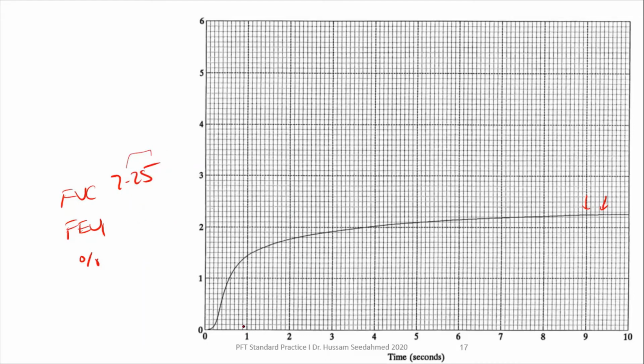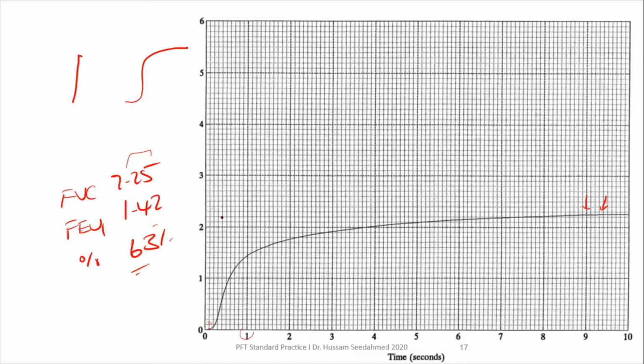FEV1, so this is the first second. Here of course I have a slight extrapolated volume. If you notice the shape of the curve, it is sigmoid. Usually the curve should not be sigmoid like this. It should be an abrupt start from the start. That's why here the device calculates after the extrapolation and gives me 1.42, and the ratio will be 63%. All these calculations I've done before.